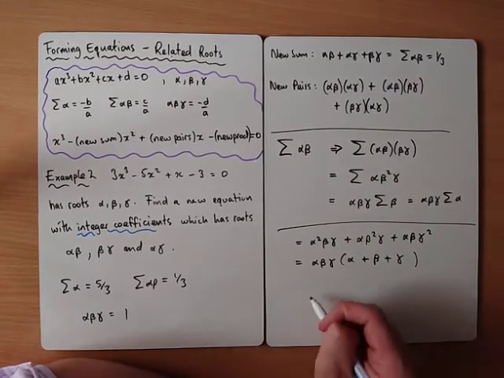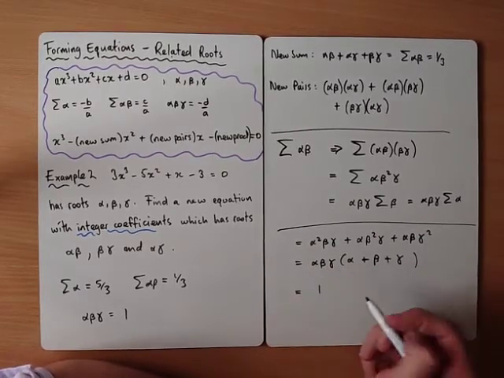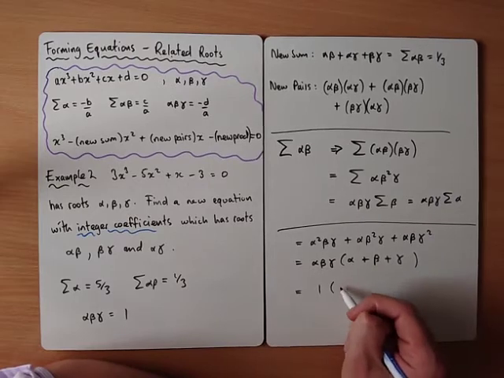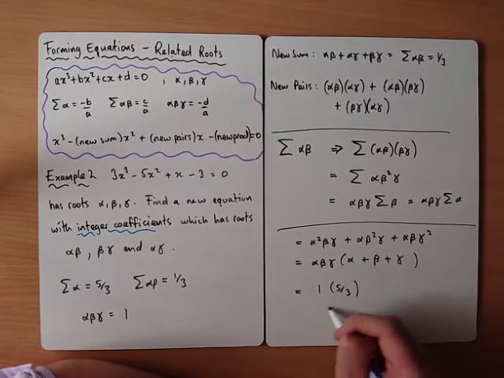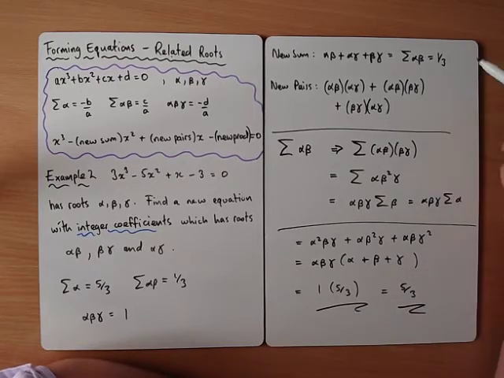Either way, we've just got to evaluate this now, haven't we? So the product of our roots is 1. The sum of our roots is 5 over 3. So we get 5 over 3. So we've got our new sum, we've got our new pairs, and we just need to finish off with our new product.